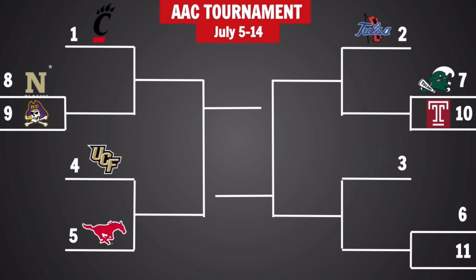As for the 3 seed, we have got Memphis coming in. They're going to get the first round bye. And we got the 6 seed being Houston, and they're going to take on the 11 seed being South Florida. So we got Houston and South Florida playing each other in the first round as well. So that being said, that's what your American Athletic Conference tournament looks like.